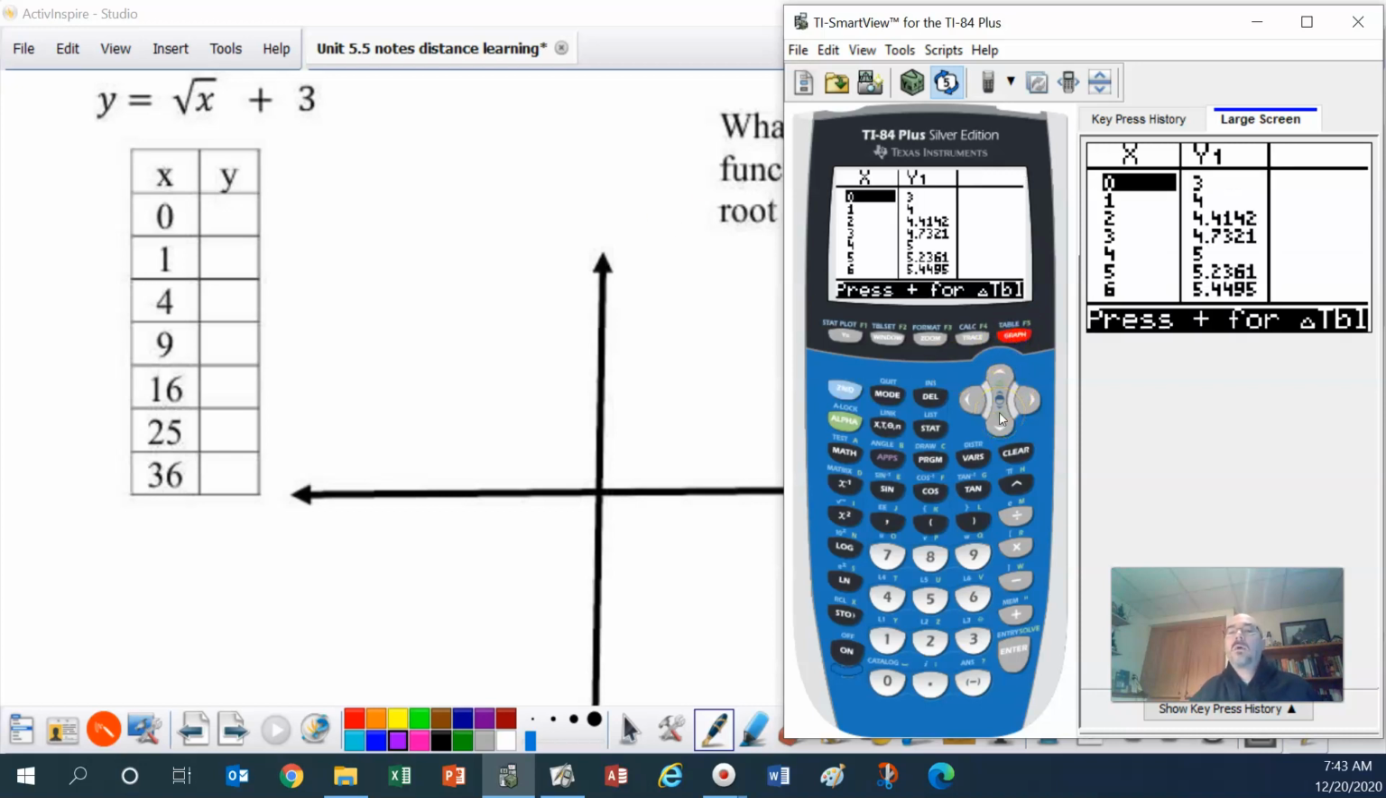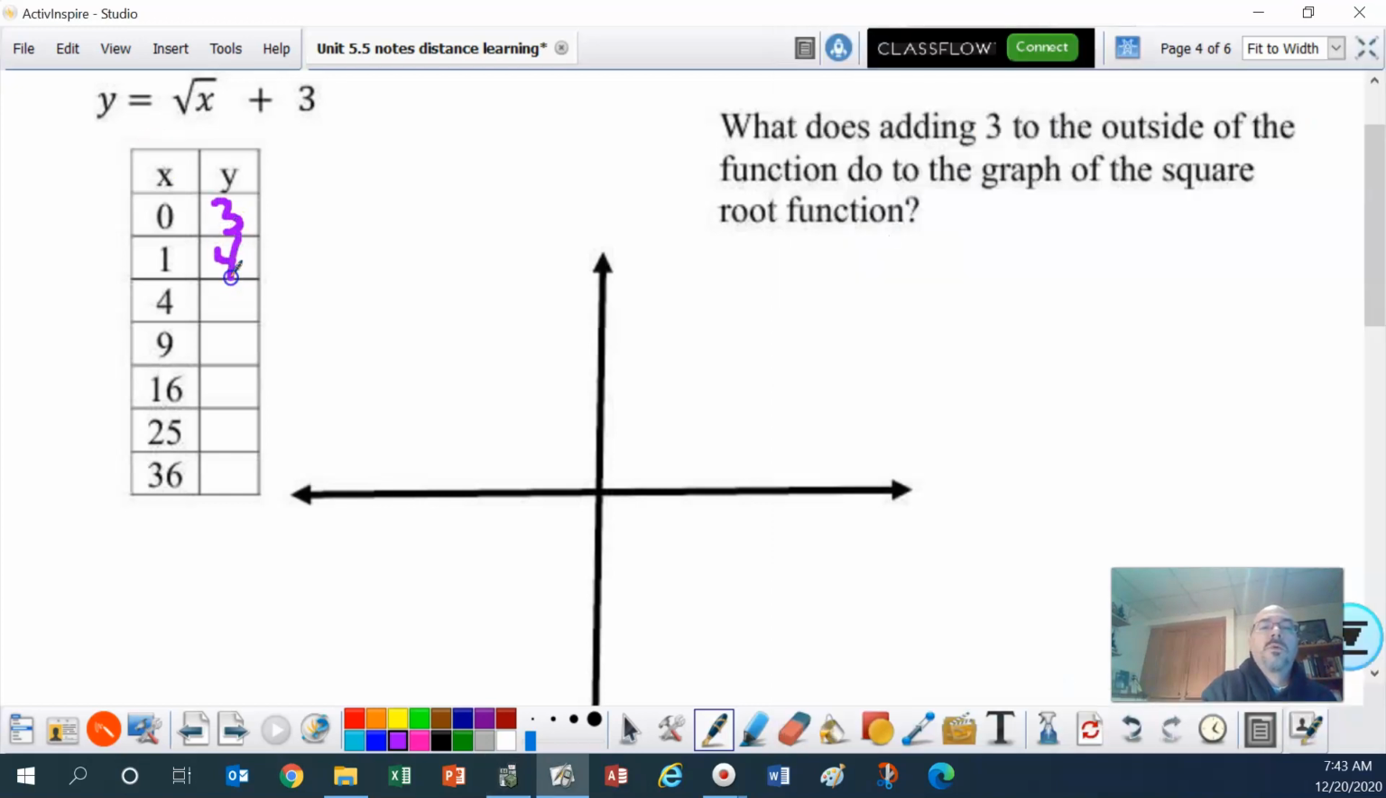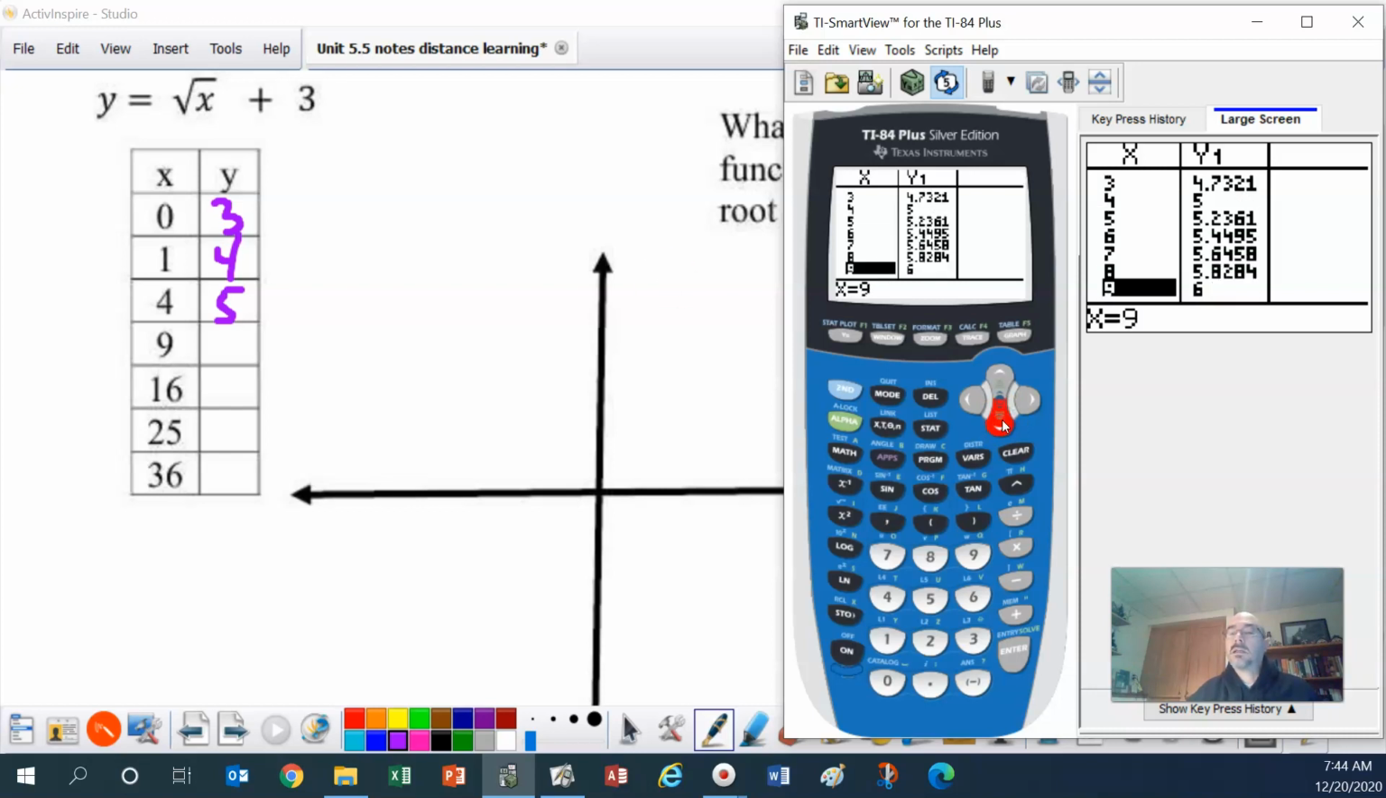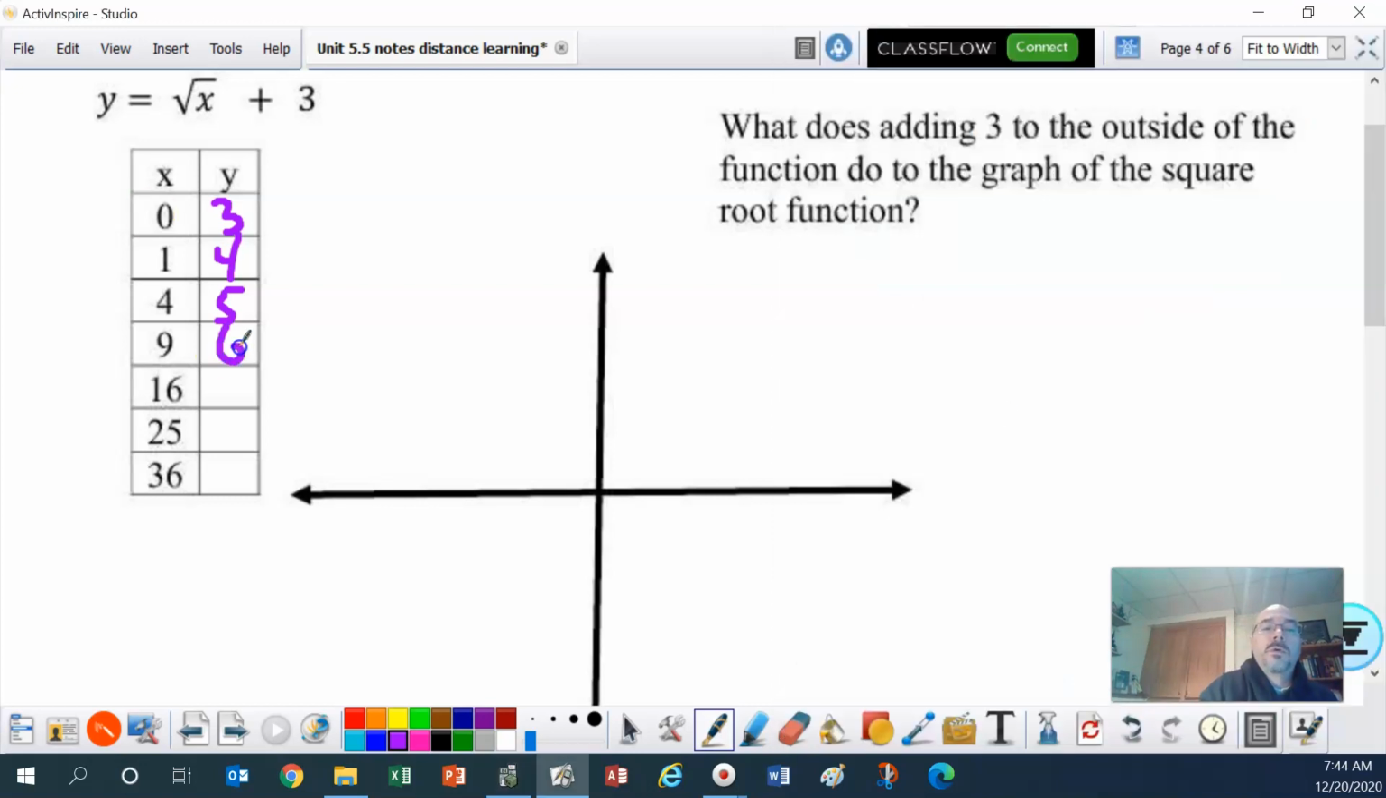All right, I'm going to go to the table. All right, so now it says 0 is matched with 3, 1 is matched with 4, and 4 is matched with 5. So this is 3, this is 4, this is 5. Okay, maybe you see the pattern here. And if I scroll down to the 9, there it is, it's a 6. Okay, well, it looks like we're starting with 3, 4, 5, 6. This will be 7, this will be 8, this will be 9. And if you don't believe me, go ahead and look at the table on your calculator.